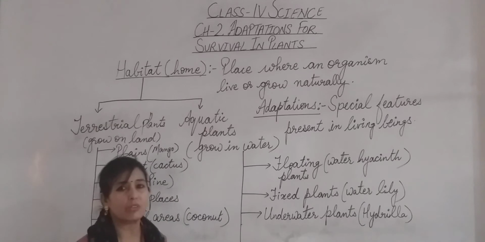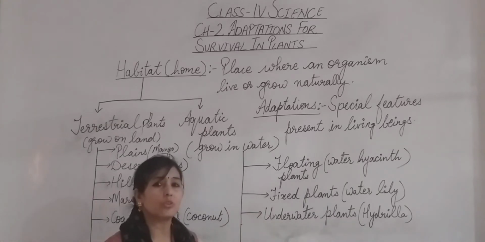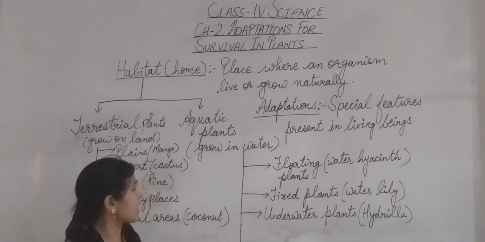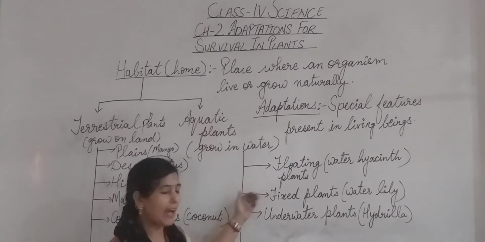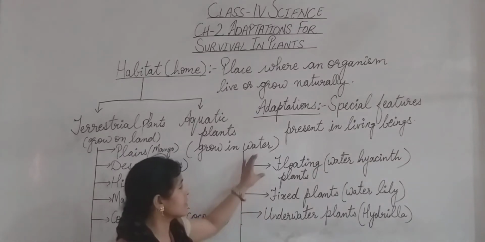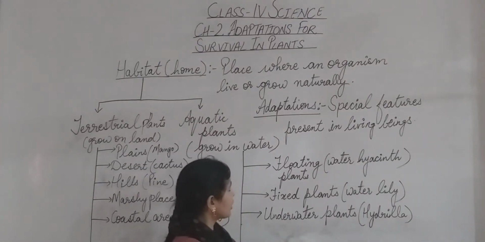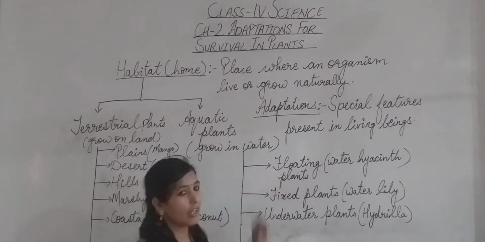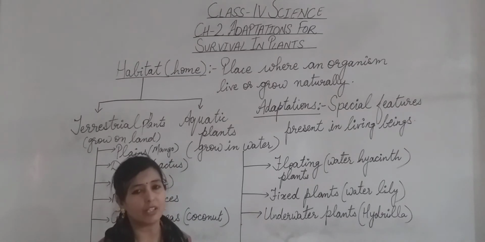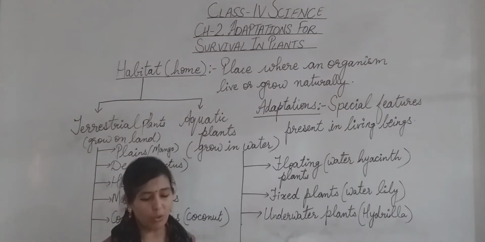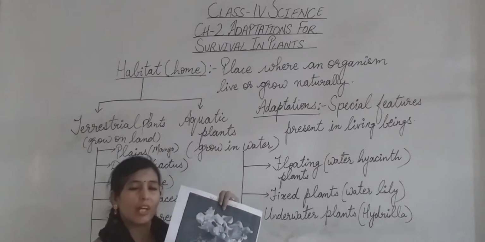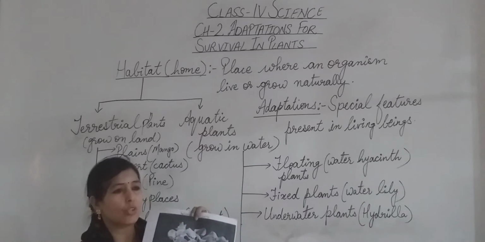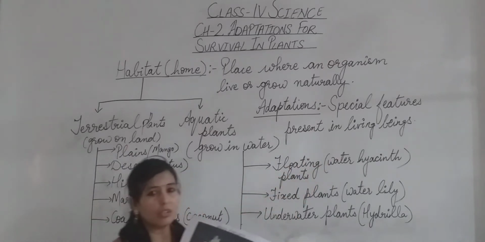Now we are going to talk about the aquatic plants. Aquatic plants are those plants that grow in water. They are again categorized into 3 parts: floating plants, fixed plants and underwater plants. As the name suggests, floating plants are those plants that float on the water. Their roots are fibrous, but the roots are not connected to the ground. They float on the water and have broad leaves. Leaves are green in color, so they do the process of photosynthesis. A common example is water hyacinth.